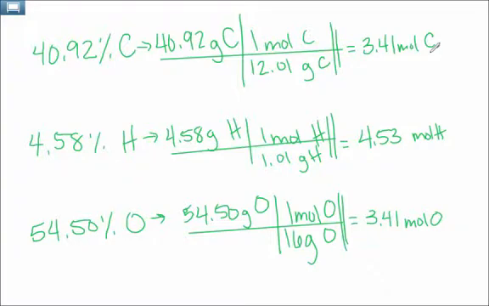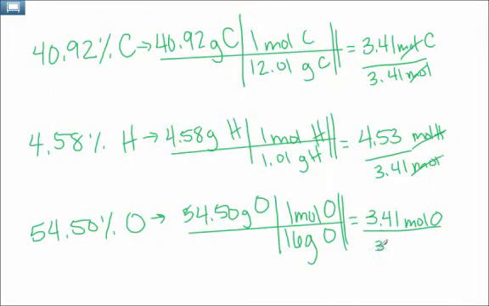So to make a mole ratio, we need to divide by, and it's going to be easier to divide by the smallest number. So we're going to divide by the smallest number of moles of these 3. This is 3.41. So moles cancel out. So if the first one we get 1, last one we get 1, what's that middle one?